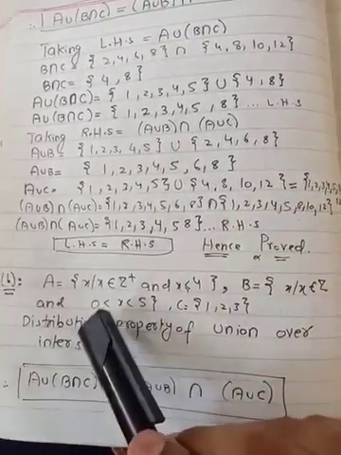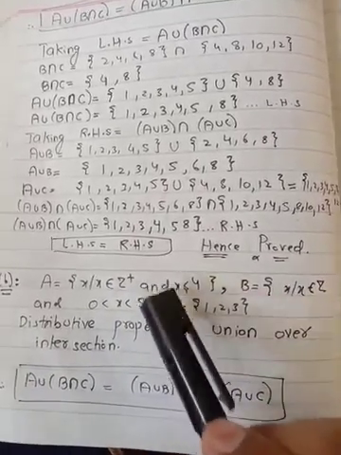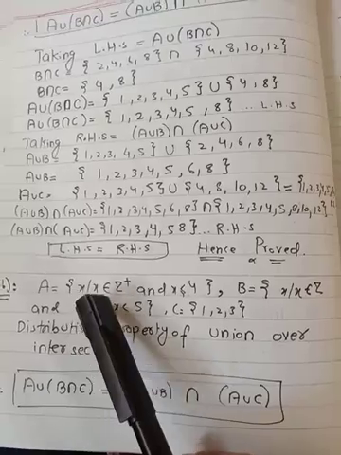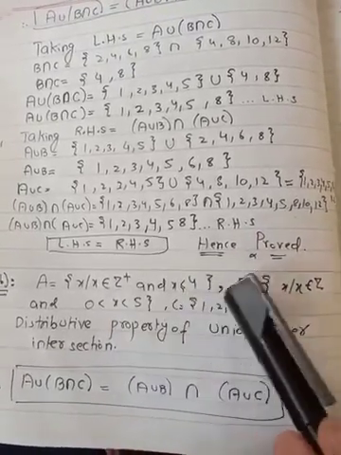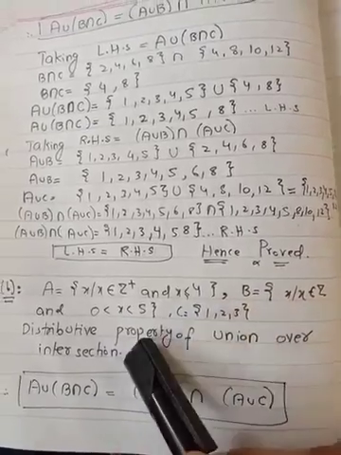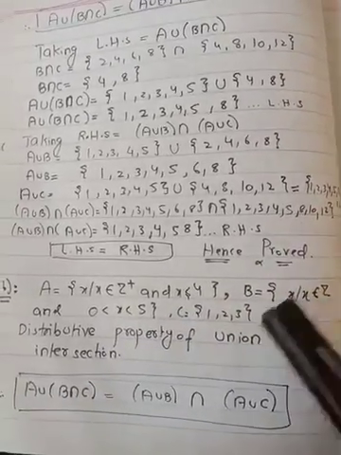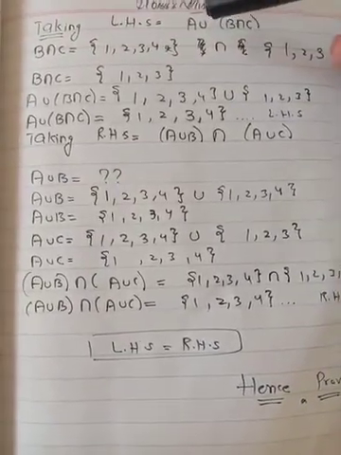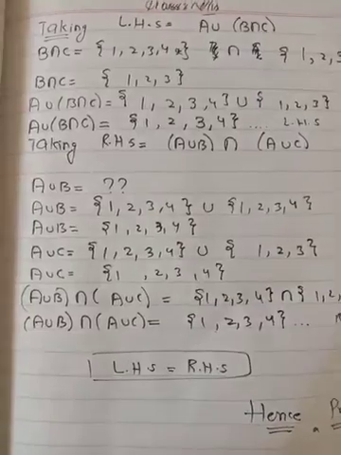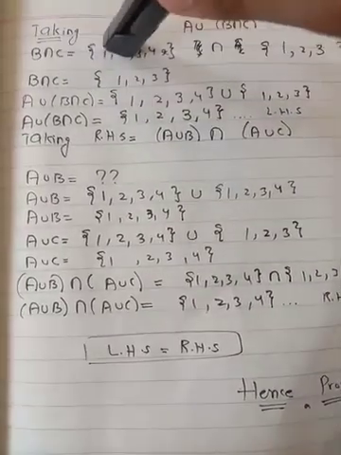Similarly in case B, we have been given different sets and we have to find the same property for them. A set is 1, 2, 3, 4, B set is 1, 2, 3, 4 and C set is 1, 2, 3, and we have to find again the distributive property of union over intersection. Using the same property again, we will take the left hand side, that is A union (B intersection C). First we will find B intersection C.